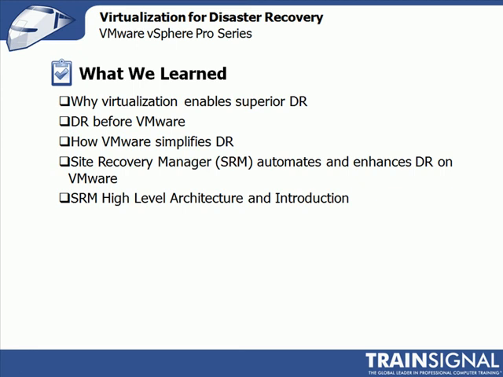Alright, well that about does it for this lesson on virtualization for disaster recovery. But before we go, let's review what we've learned. In this lesson, we learned why virtualization enables a superior disaster recovery. And that basically comes down to the characteristics of hardware independence and encapsulation, which says a virtual machine is basically a whole server that's encapsulated as a set of files that can be moved anywhere to any hardware and booted. We also learned what disaster recovery was like before VMware. It was expensive to maintain matching identical hardware at DR sites, and it was static and inflexible and very difficult to test.